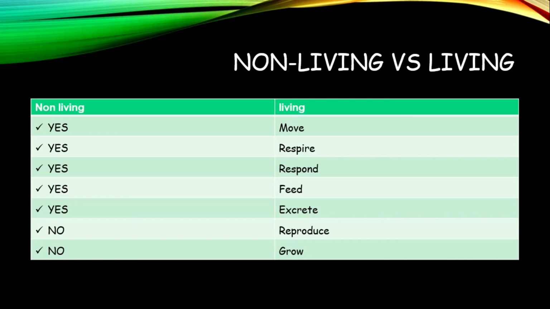non-living things cannot reproduce. Neither can they grow. Non-living things cannot grow. This is the reason why non-living things are in a class by themselves. They cannot be classified as living things because they would not have assumed all the characteristics of living things. They are not able to reproduce, and they are not able to grow. Let's move on.